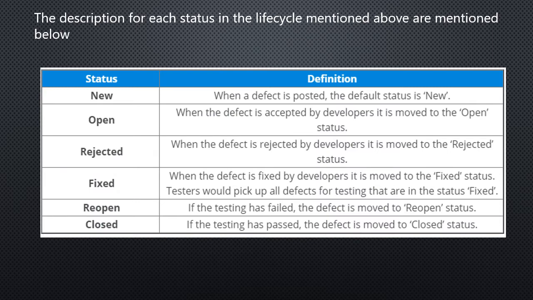The description for each status in the life cycle mentioned above is in the table. New. When a defect is posted, the default status is new. Open. When the defect is accepted by the developers, it is moved to the open status. Rejected. When the defect is rejected by the developers, it is moved to the rejected status.